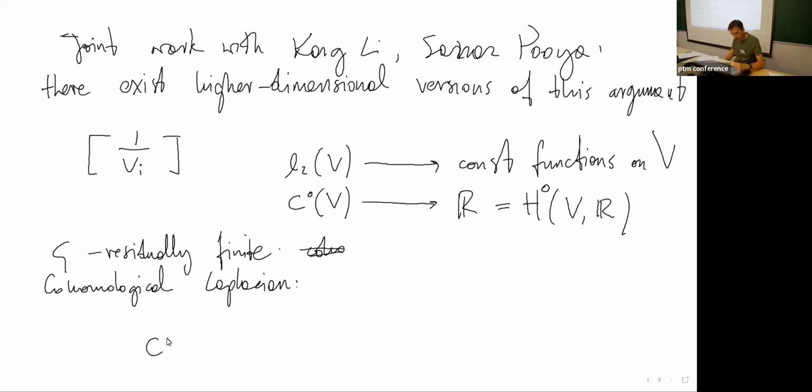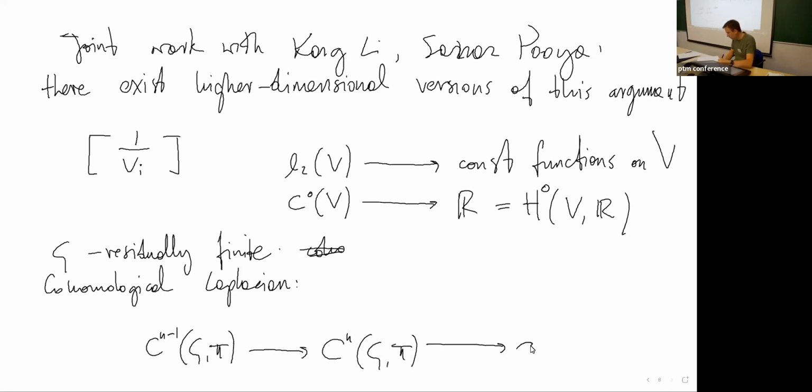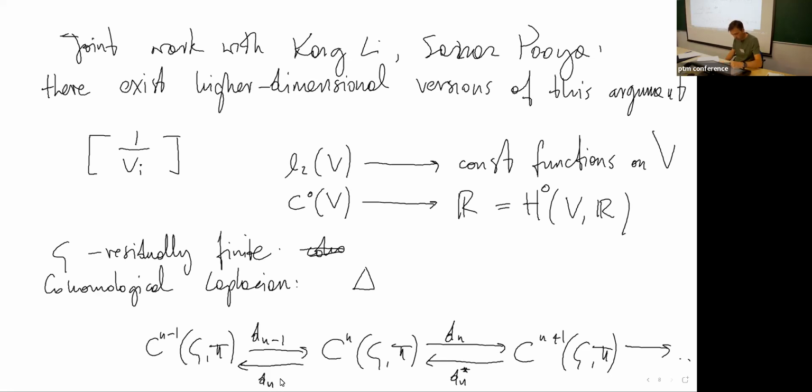So the setup is now group cohomology with coefficients in some unitary representation. Here I have d_{n-1}, and the cohomological Laplacian. Since I'm in the Hilbert space setting, I can define it the usual way.